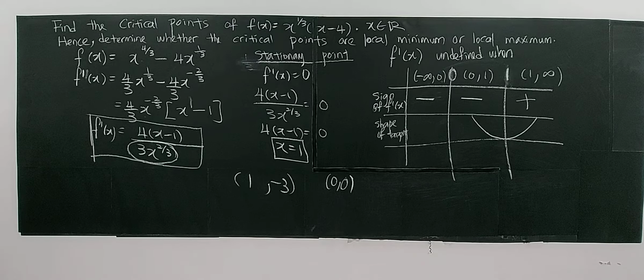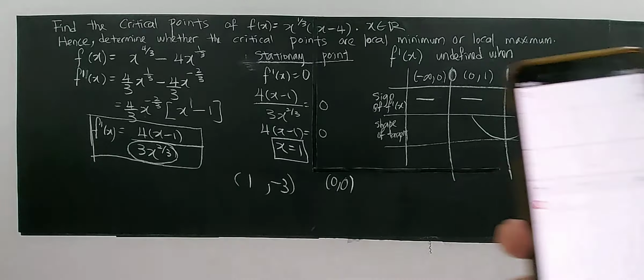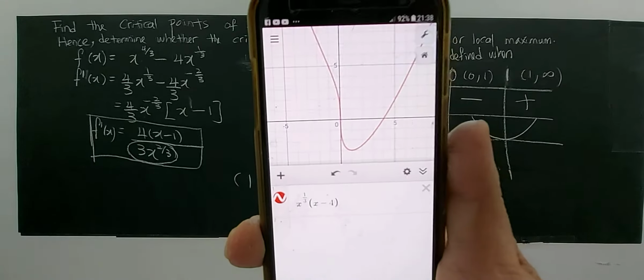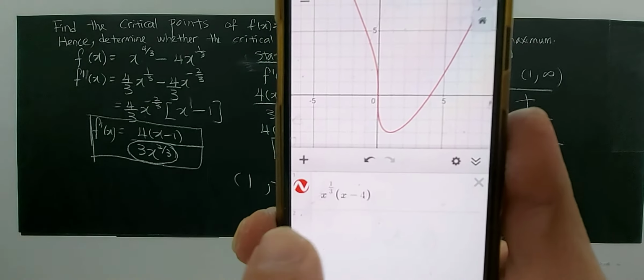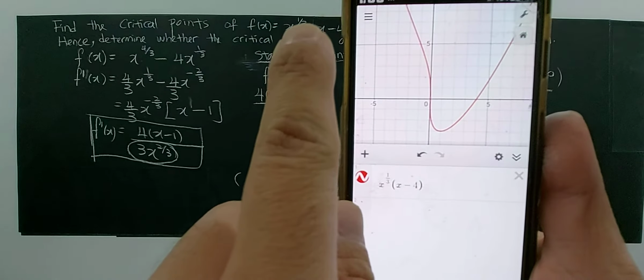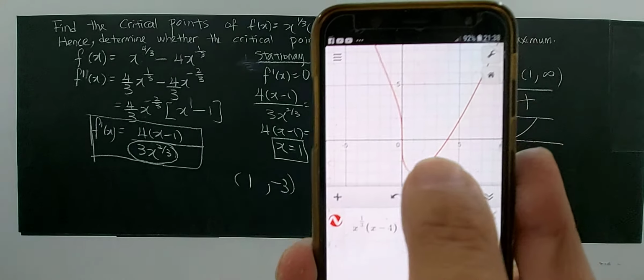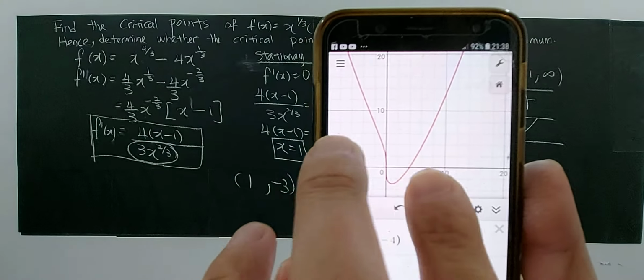Alright, I'm going to show you why, by using the app Desmos, why this case happened. As you look at, I'm using the Desmos app, and I key in this function, exactly x to the power of 1/3 times (x minus 4). I can see that this is the graph given.